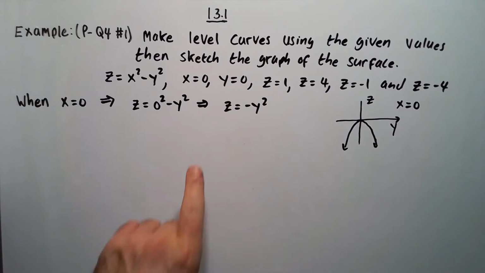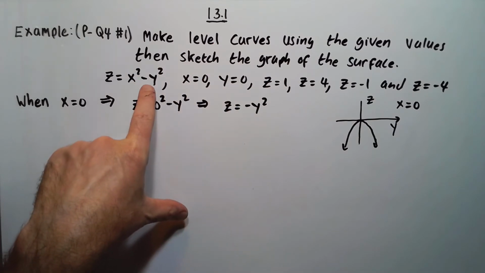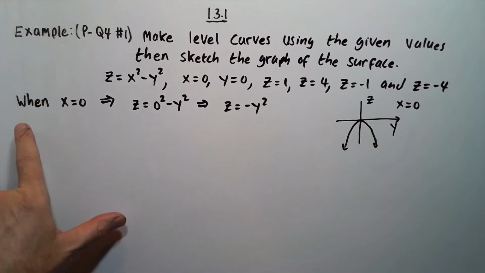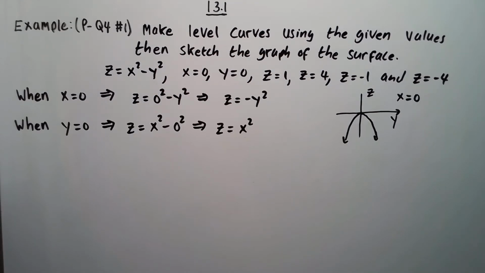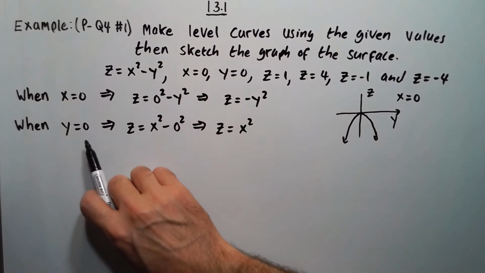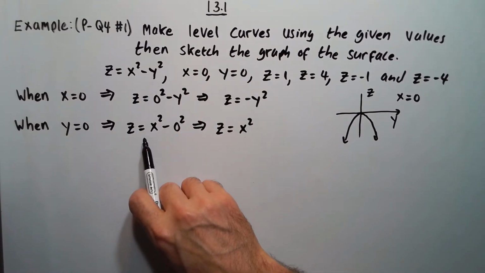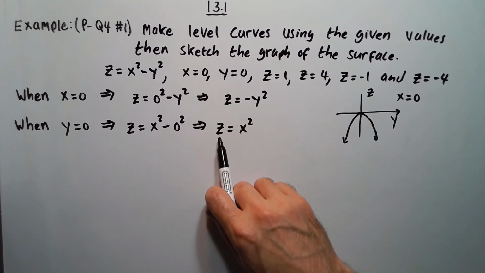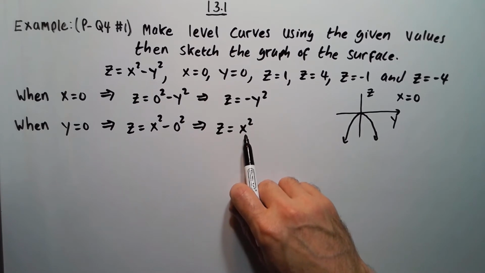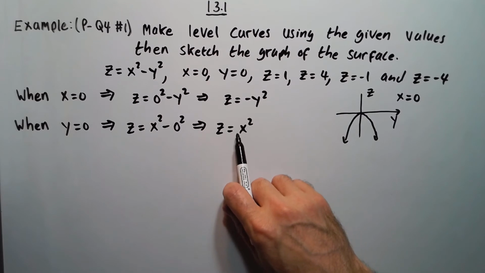Okay, let's next do when y is 0. We're going to stick 0 in place of y over here. So putting 0 in place of y, we'll get z equals x squared minus 0 squared, so z equals x squared. And that's going to be a parabola on the zx axis opening upward.